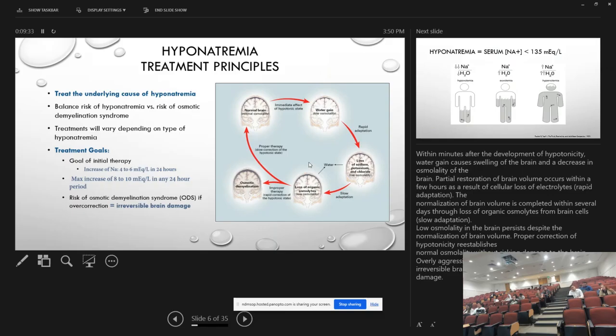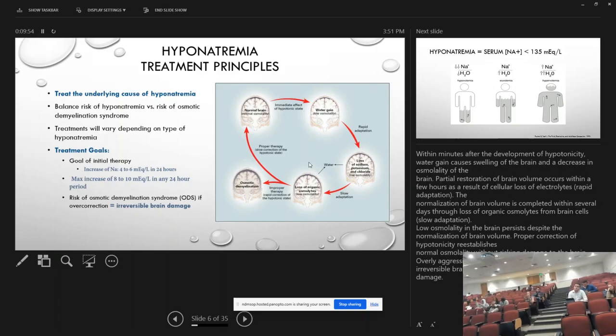So other principles, I mentioned treating the underlying cause. So you should be able to identify the underlying cause. For us, as pharmacists, there are a lot of drugs that can cause hyponatremia. So we want to identify if the patient is on any of those medications or drugs. That's why a good medical history is very important. You want to balance the risk of hyponatremia versus the complications of treating the patient too rapidly. The biggest complication for hyponatremia would be osmotic demyelination, and that would be a too rapid correction of the sodium level.